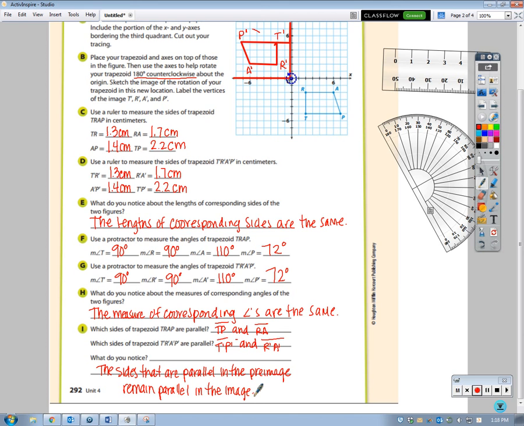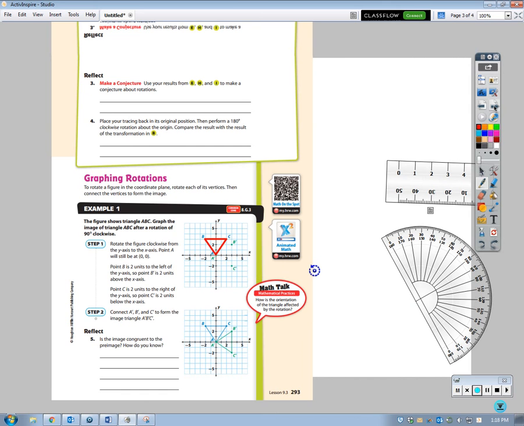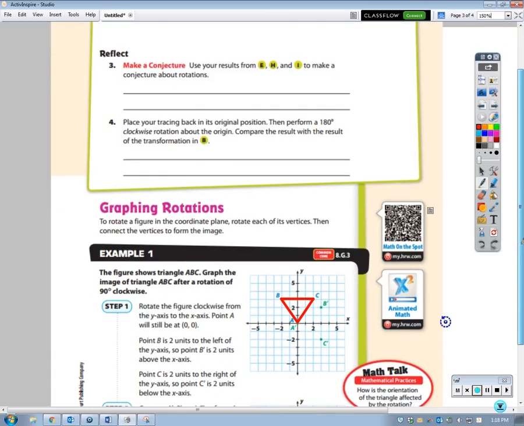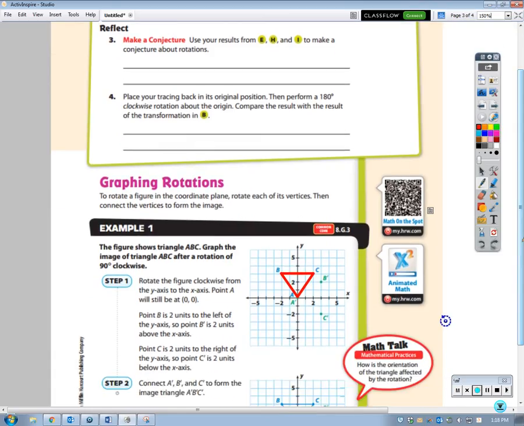Okay, so the last thing we're going to look at here is another reflect question. Let's go ahead and size that up a little bit. We're going to make a conjecture. Use the results from E, H, and I to make a conjecture about rotations. So what we're doing is taking what we noticed about side length, what we noticed about angles, and what we noticed about parallel sides to make a conjecture about rotations.